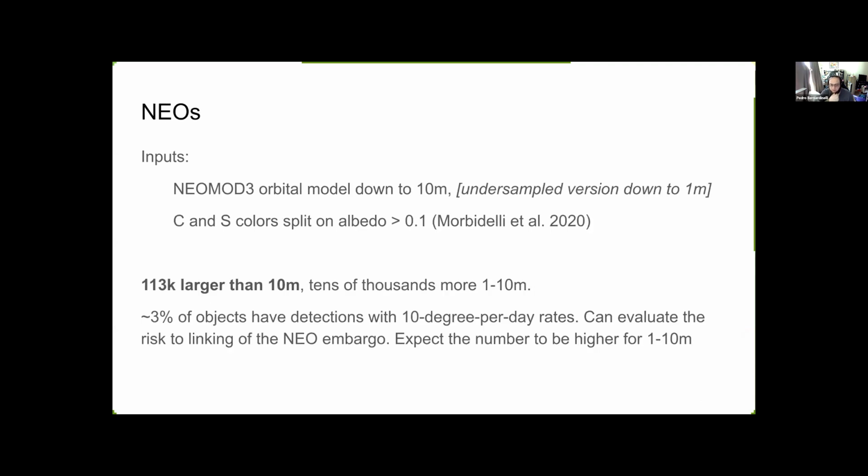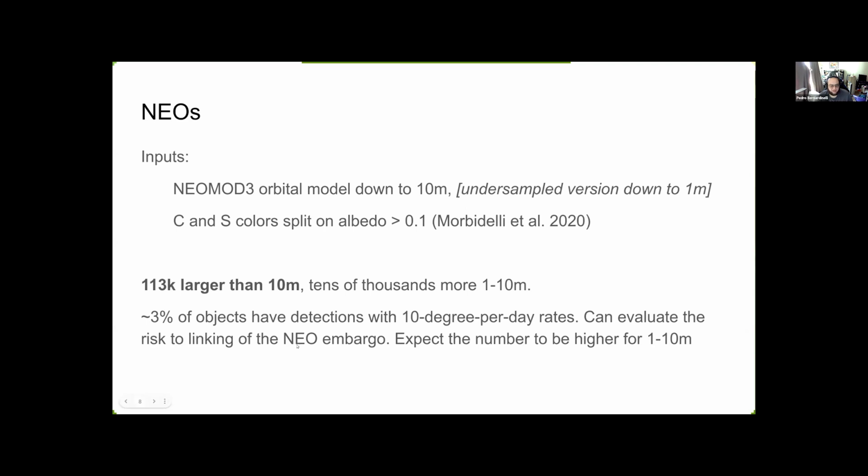For the NEOs, we're using NEOMOD 3, by David Nesvorny. I think it's been calibrated on the Catalina Sky Survey data. I may be wrong about this. And this has been scaled down to objects greater than 10 meters. Basically, the only reason for this is that we think there are many more objects at the smaller size ranges, so it's much harder to simulate. So Jake's still running the simulations. That's why this number is not there. It's not here yet. And we expect something like 110,000 objects.